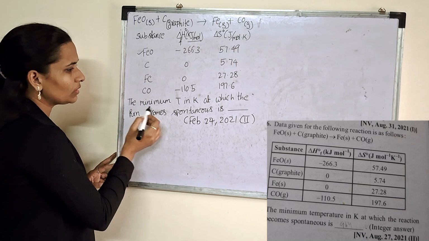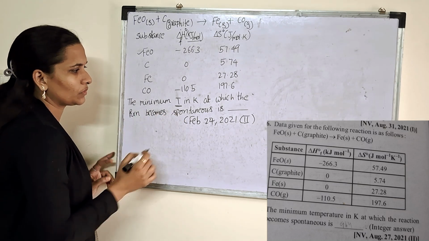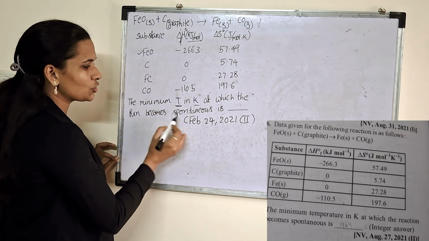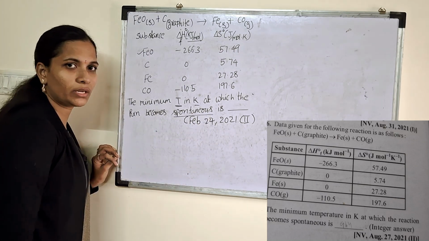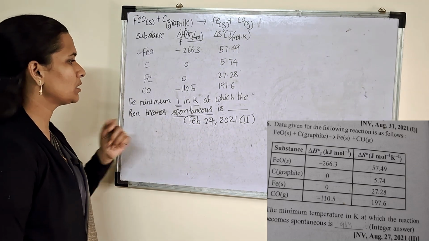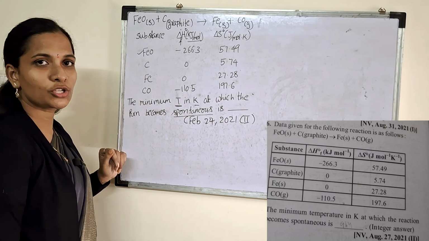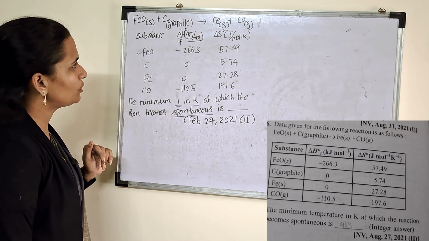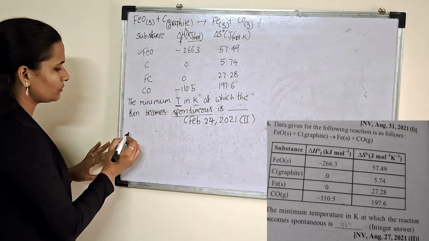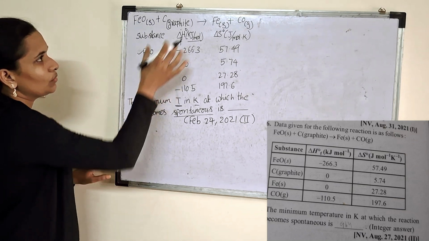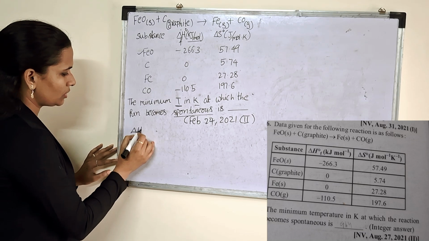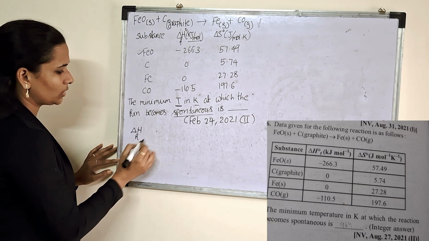Now the question asks for the minimum temperature in Kelvin at which the reaction becomes spontaneous. If the reaction is to become spontaneous, what minimum temperature is required? They are asking this. First of all, we have to calculate delta H of the reaction.